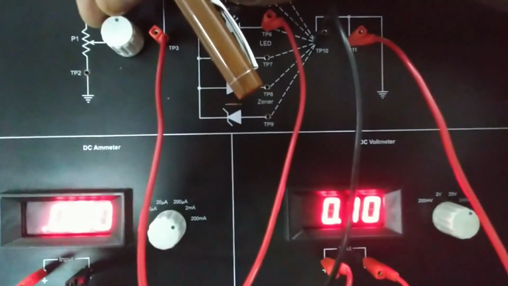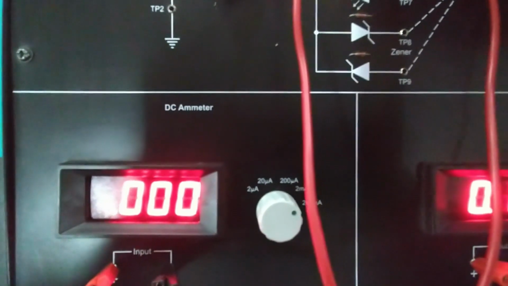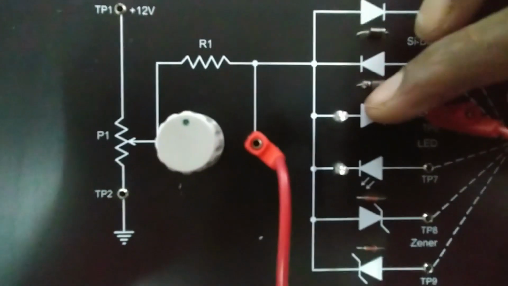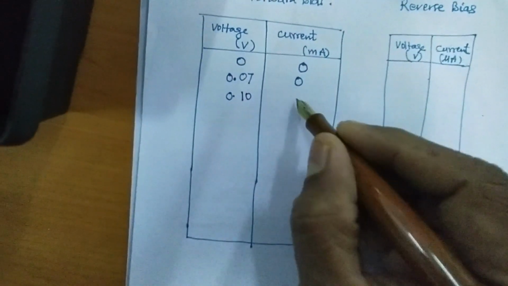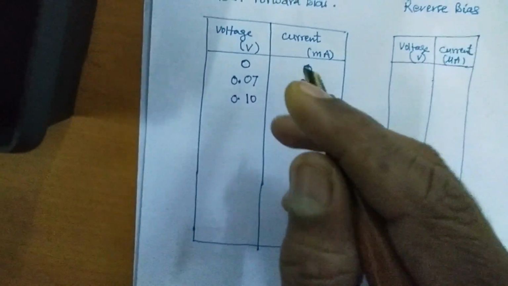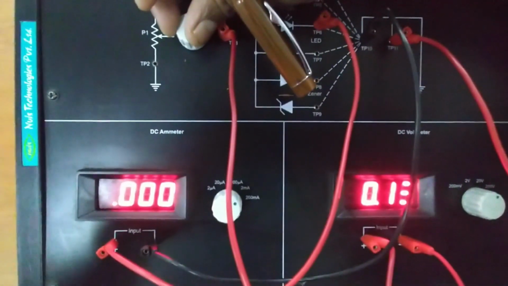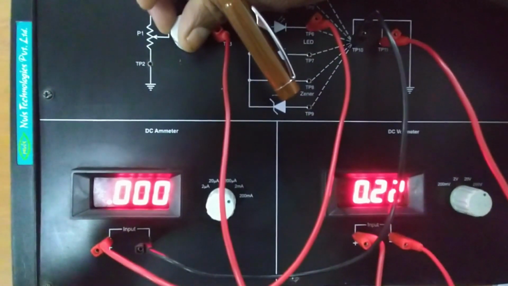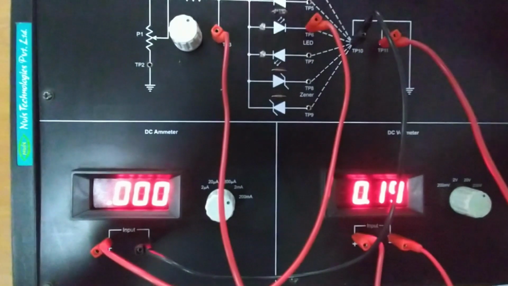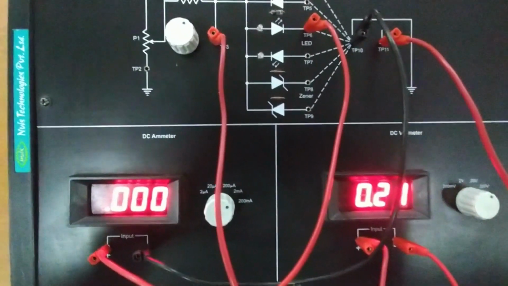Okay. So 0.1, and there is no current still, and no light is also coming from the forward biased LED. So I note down this reading as 0.1 and current as 0. Now I will increase this directly to 0.2. See this. Now it is 0.2, but current is 0 and there is no light coming out of this.